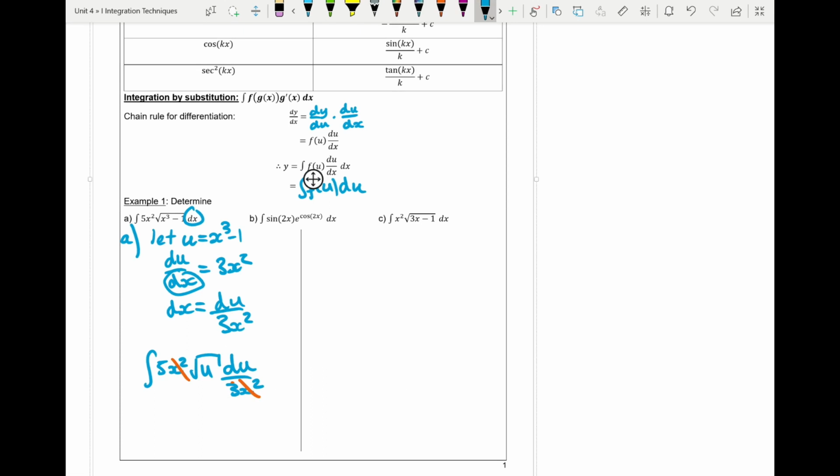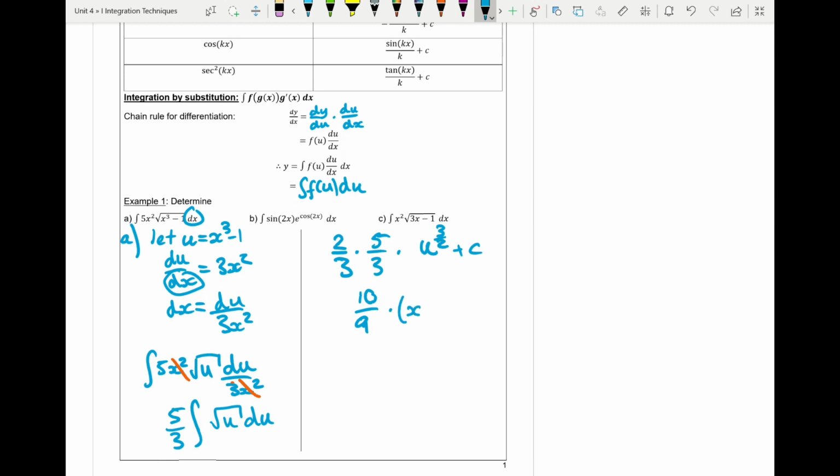and we're just left with 5/3 taken out the front as a constant, and we're left with square root of u du, and that of course is then just going to be two-thirds times our 5/3 times u to the 3 halves plus our constant of integration. So we get 10 ninths times x cubed take 1 to the power of 3 halves plus c.